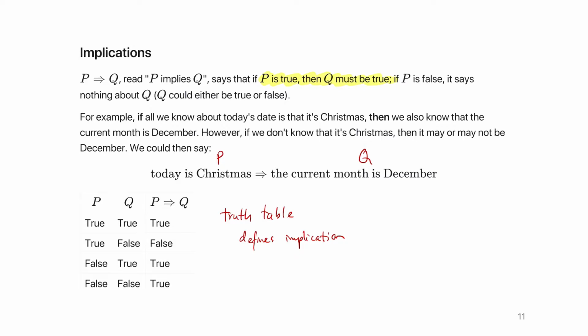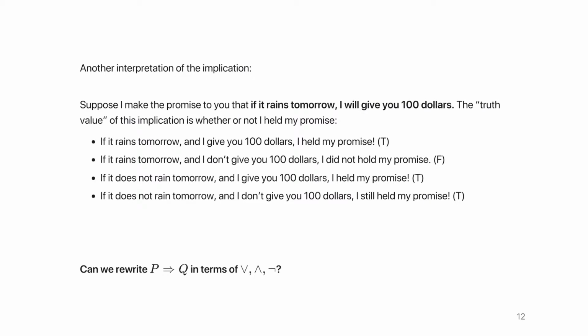Okay? And so a better example of this is thinking of an implication as holding a promise. Okay? So suppose I make the promise to you, if it rains tomorrow, I'll give you $100. Okay? The truth value of the implication is just whether or not I hold my promise. Okay? So if it rains tomorrow and I give you $100, did I hold my promise? Yes. Okay? If it rains tomorrow and I don't give you $100, that's the only case in which I broke my promise. So in that case, the truth value is false. But if it doesn't rain tomorrow, no matter what, I kept my promise, because the initial condition was not true. So whether or not I give you $100, if it doesn't rain, I still kept my promise.